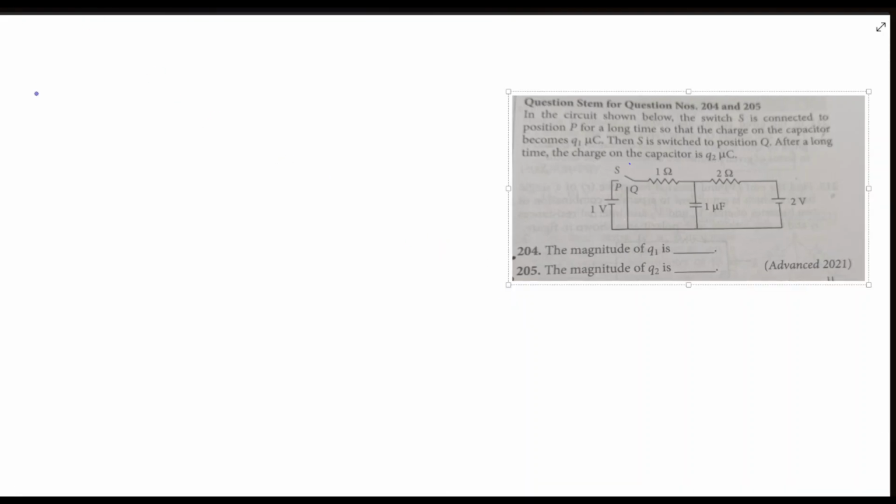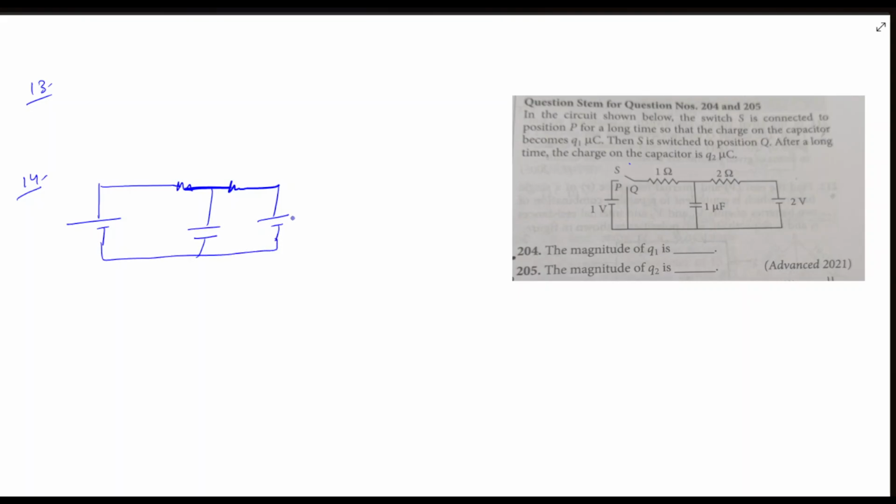Let's move on to the 13th question. So we have two questions here, 13th and 14th. We are given this circuit, switch S is connected to P. After a long time, the charge on the capacitor becomes Q1. So the circuit will be like this. This is our battery, this is resistance 1, this is resistance 2, this is our second battery, and we have a capacitor like this. This is 2 volt, this is 2 ohm, 1 ohm, and 1 volt.